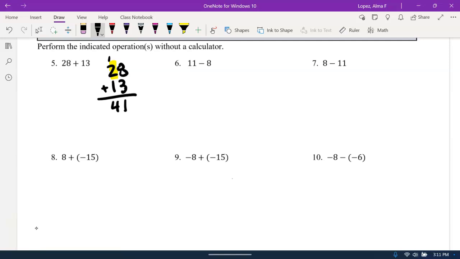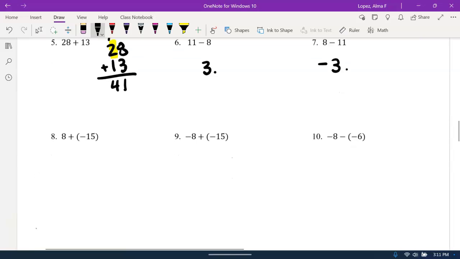11 minus 8. Okay, well, I can think about it. This is just straight subtraction, so 11 minus 8 is 3. On this next one, 8 minus 11. Wait a minute, the larger one now is negative, so I know that when I'm not sure about it, I can rewrite it, or I can just say subtract them and keep the sign of the larger one. 11 minus 8 is 3. Because the larger number is negative, so is our answer.